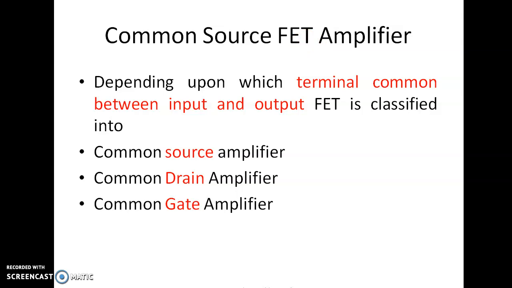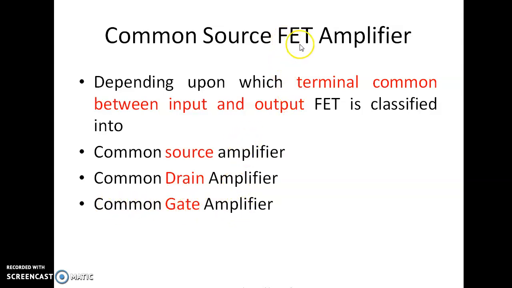It has an input impedance and an output impedance, that is, input resistance and output resistance. In an amplifier, input resistance should be very high and output resistance should be very low. Then the signal can be properly amplified and its strength improved. Depending upon which terminal is common between input and output, the FET is classified into common source, common drain, and common gate amplifier.